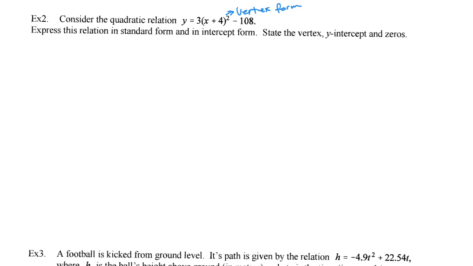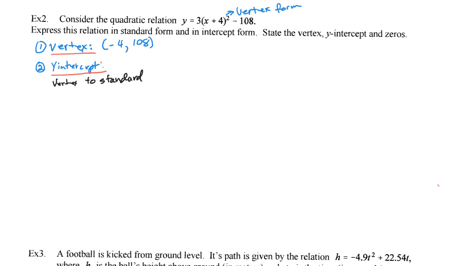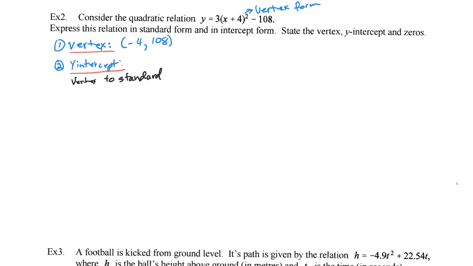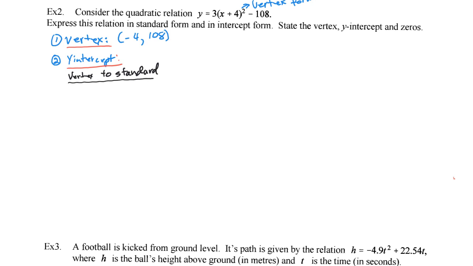Let's first identify the vertex. So the vertex has to use the opposite sign for the x. So instead of plus 4, we get minus 4. And we get our y from the end, which is minus 48. So now we need to find the y-intercept. To find the y-intercept, what do we have to do? In this case, we have to focus on changing our information from vertex form to standard form. So let's just focus on that and then move on to the next thing and state our y-intercept and zeros.